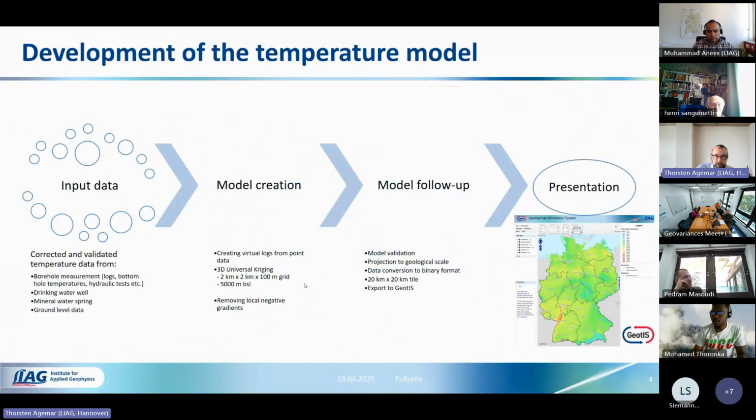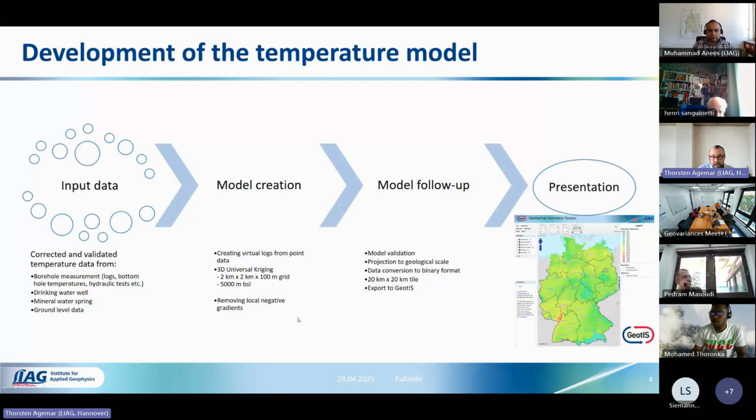And so for the development of the subsurface temperature model, we currently have this workflow. We compile all the available corrected and validated data from the Geophysics Information System, and we also add some ground level data. That's basically meteorologic data to get the soil temperature, and this is then used for 3D universal kriging modeling. So we produce a grid with a lateral 2 by 2 kilometer resolution, and in the vertical dimension 100 meters, and it goes down to 5,000 meters below sea level.